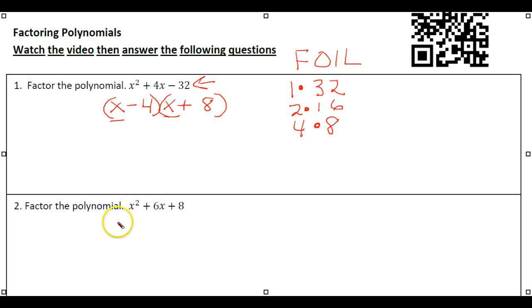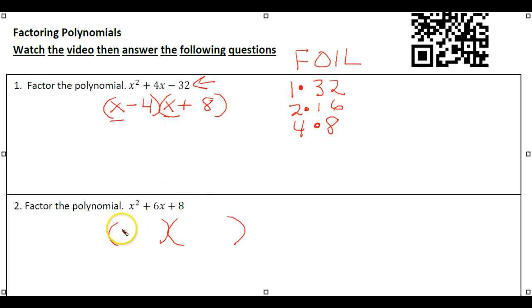Okay, let's do this one. Now the first thing you do is put it in standard form, and these are both in standard form. Descending powers of x. And can we take out any common factor? No. So we're starting off easy.